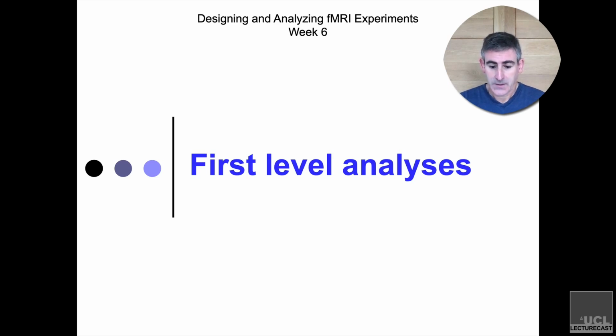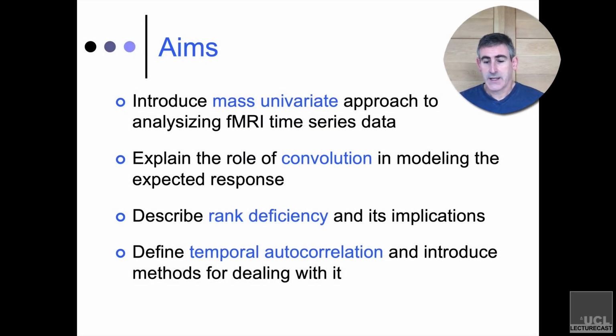And what I hope to cover includes introducing the whole mass univariate approach to analyzing fMRI time series data. As part of that, I'm going to talk a little bit about convolution and what we use it for and how it's an important factor in generating our expectations of the BOLD signal. I'm also going to talk about rank deficiency. This is a concept that comes up a lot, particularly when you design your design matrix, and what it is, how to avoid it. It's not very difficult to avoid, but it's important to be aware of it.